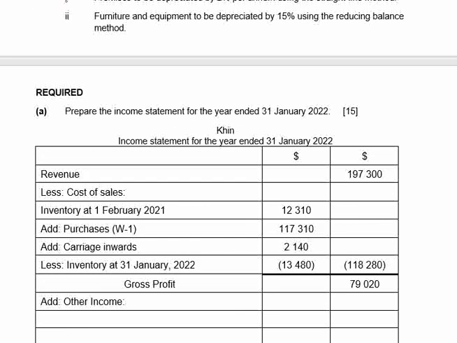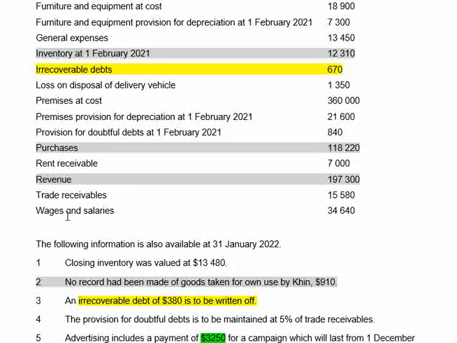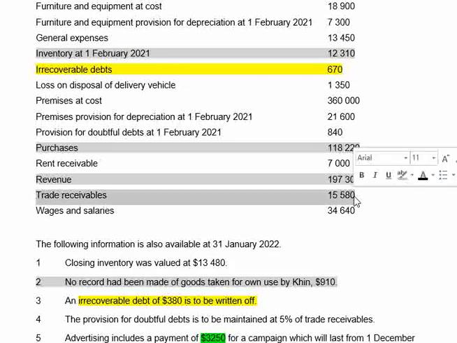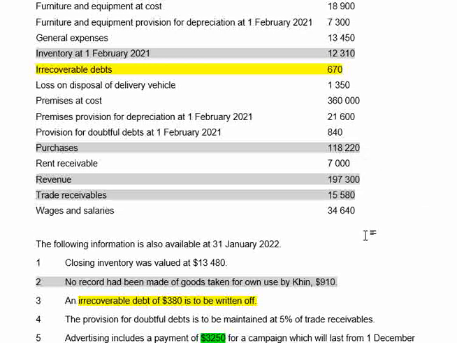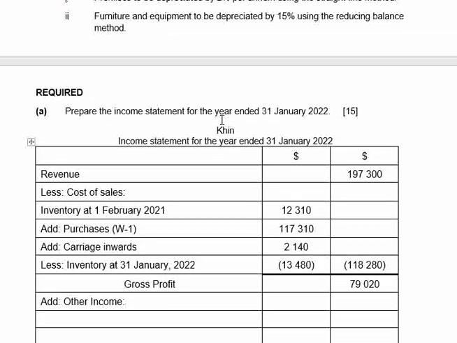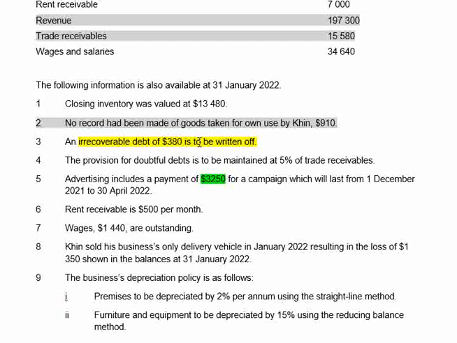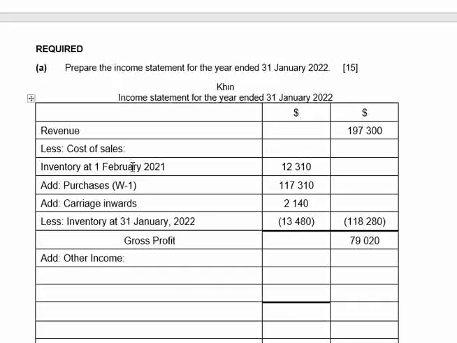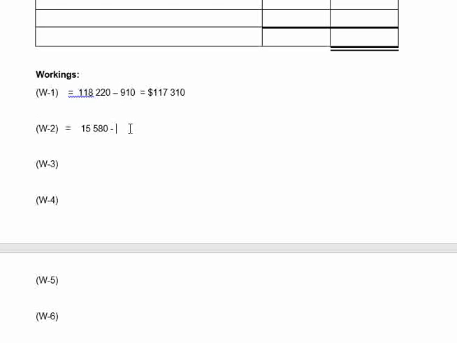So if we see, what is the amount of our trade receivable? This is the amount of our trade receivable, 15,580. So we will take it here because provision for doubtful debt relates to irrecoverable debts. So this is the amount of trade receivables, and you will subtract the irrecoverable debts which are given in the additional information. This is 380. You will subtract this 380 from 15,580. So this will give you the new amount of trade receivable.